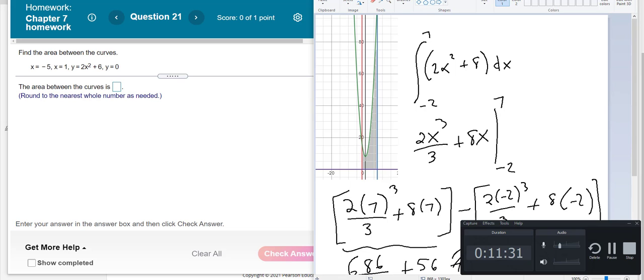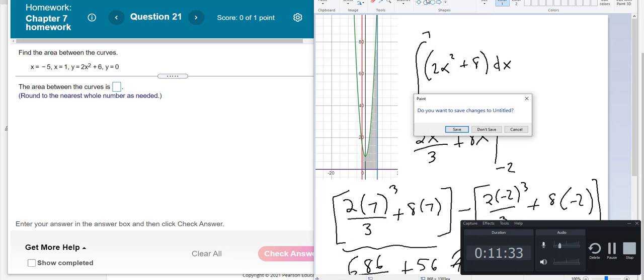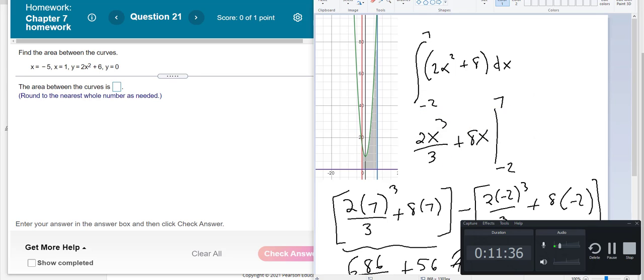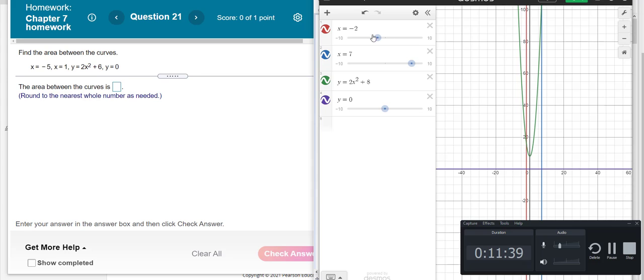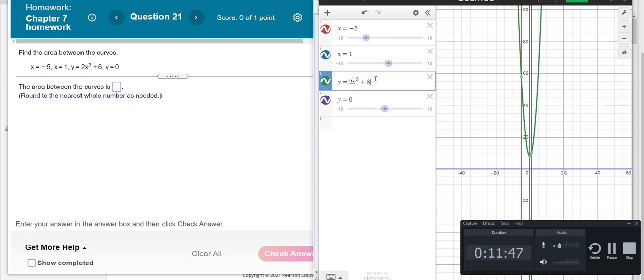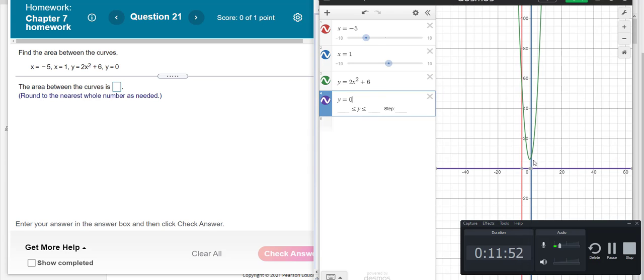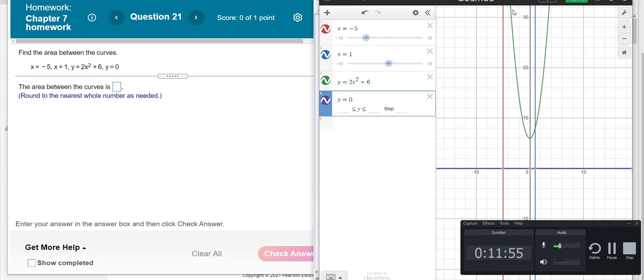All right, let's see what this one turns out to be. I'm going to do the same thing. I'm going to go to my Desmos, and I'm going to type in exactly what I see, x = -5. Again, I will give you the graph on the test. You do not have to do the graphs, and y is 0. So this one's going to be almost identical to the last one. You're going to have this curve minus 0, so it's just going to be the integral of this thing, evaluated between -5 and 1. So I'm not going to go all the way through that one. It's exactly like the previous one.